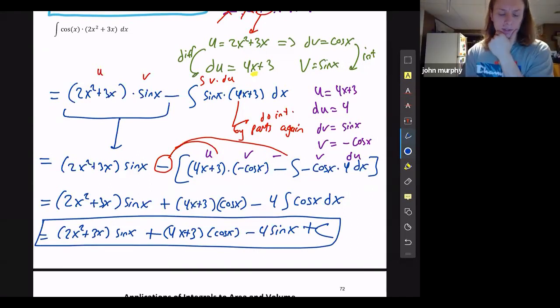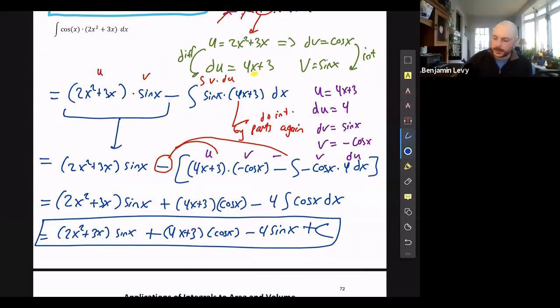Since we don't have bounds on this one, and this one has the plus C. Yep, that's exactly right. I thought you were making a statement. Yes, because there's no bounds on this one, that's what gives it the plus C over here. It's finding the family of antiderivatives, not area. Other thoughts?